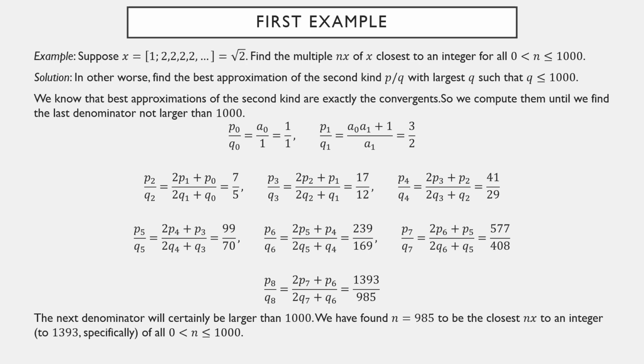What that tells us is that out of all the rational numbers whose denominator is up to and including 985, the one whose integer multiple of root 2 is closest to an integer is 985 root 2, which is very close to 1393. And you're not going to get any closer until P9 over Q9, but Q9 is definitely going to be larger than 1,000, and we were given that as a cutoff. So out of the first 1,000 multiples of root 2, 985 root 2 is the closest to an integer out of all of them.